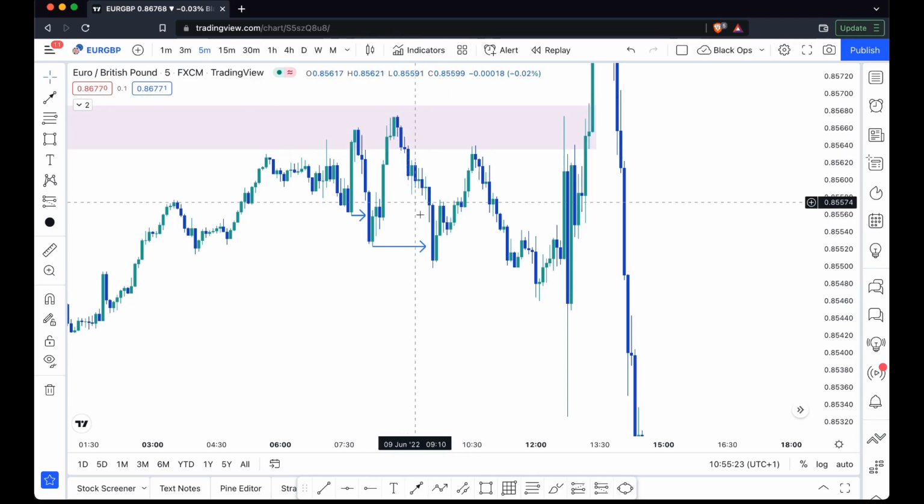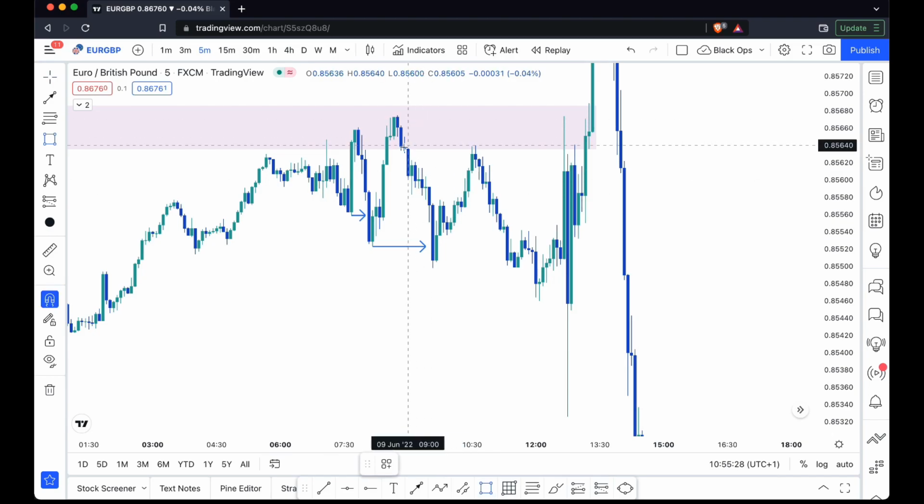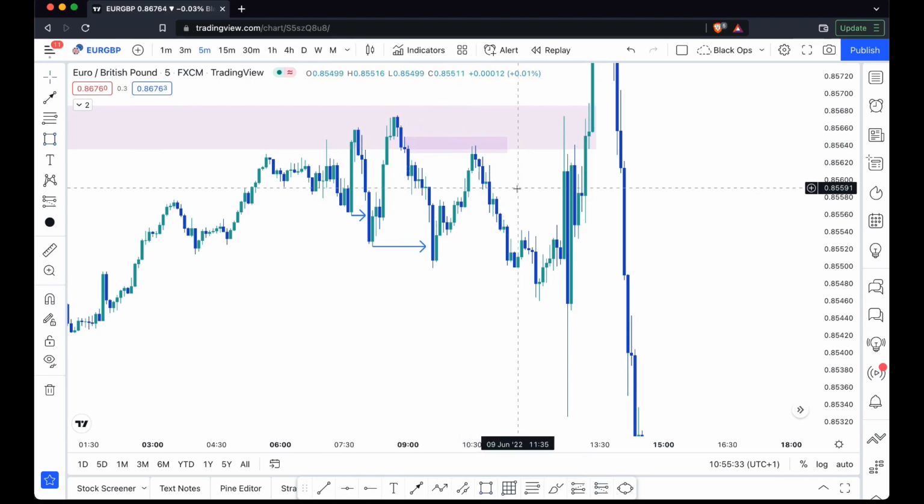So obviously looking at this leg here, we can see we have an order block around here. So what I did was I marked out this order block. So let me just mark it out, pull it to the right.